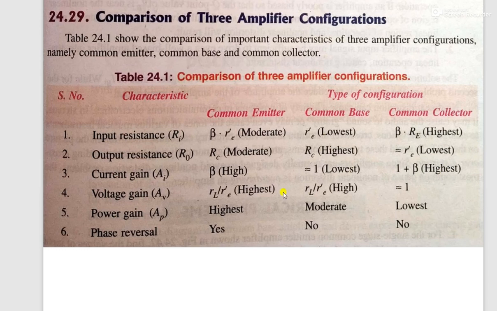Voltage gain: common emitter highest, common base high, and in common collector it is nearly equal to 1. Power gain: common emitter highest, base moderate, collector lowest. Phase reversal only happens in common emitter. There is no phase reversal in common base and common collector. That's it about the common base, common collector, common emitter single stage amplifier category.